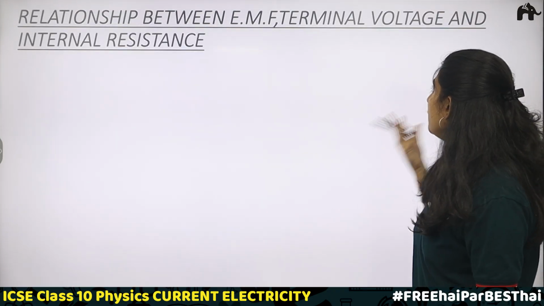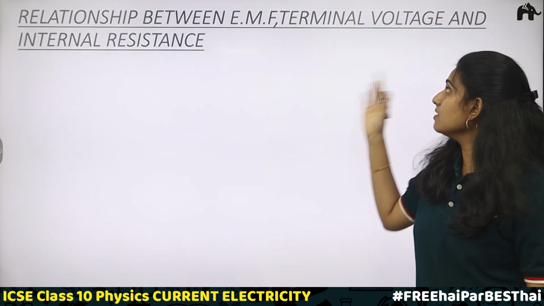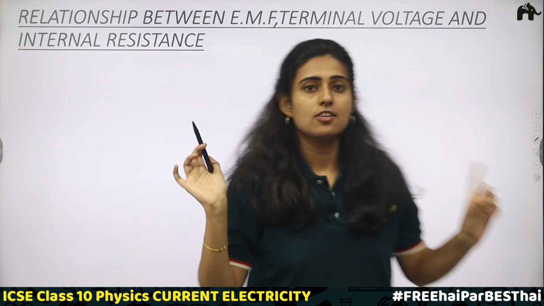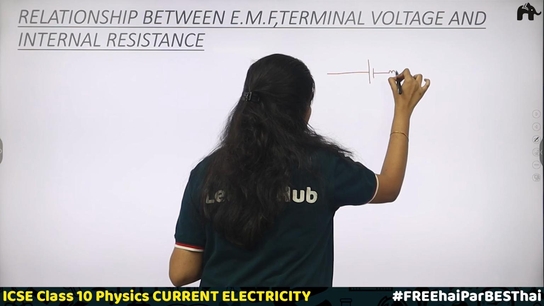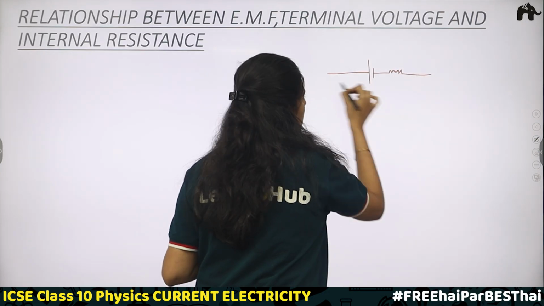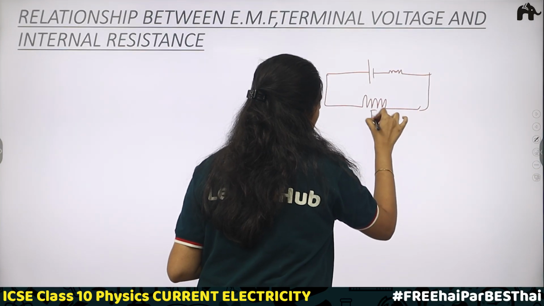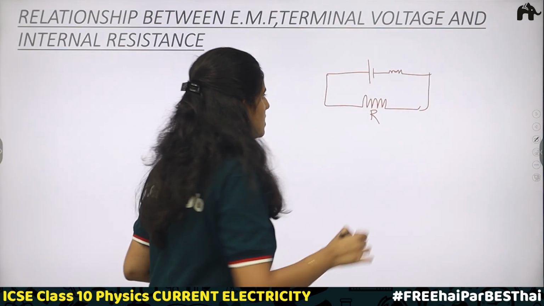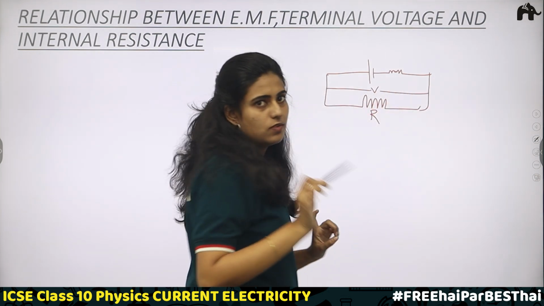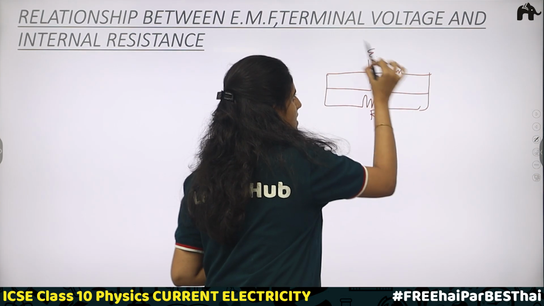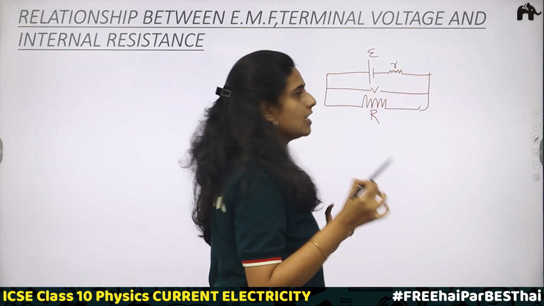Relationship between EMF, terminal voltage and internal resistance. How to find internal resistance when EMF and terminal voltage are known? So, in a circuit, we have a cell. This is the internal resistance. This is how you represent it. Then you have a normal resistor of resistance R. Here the terminal voltage is V. We take the EMF of the cell as epsilon. Then you have an internal resistance, small letter r.